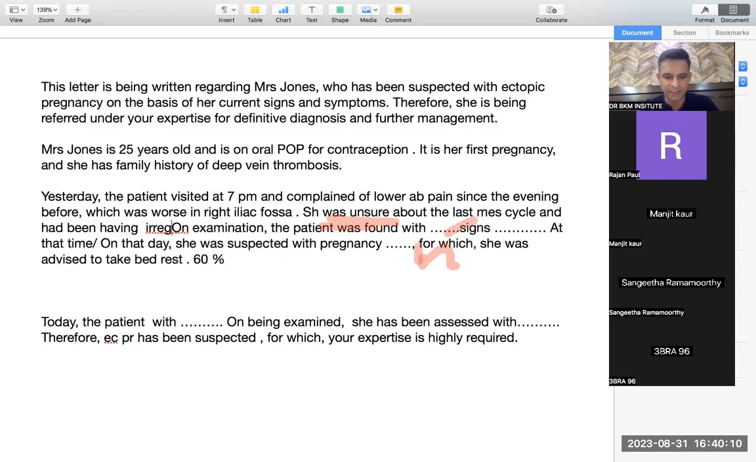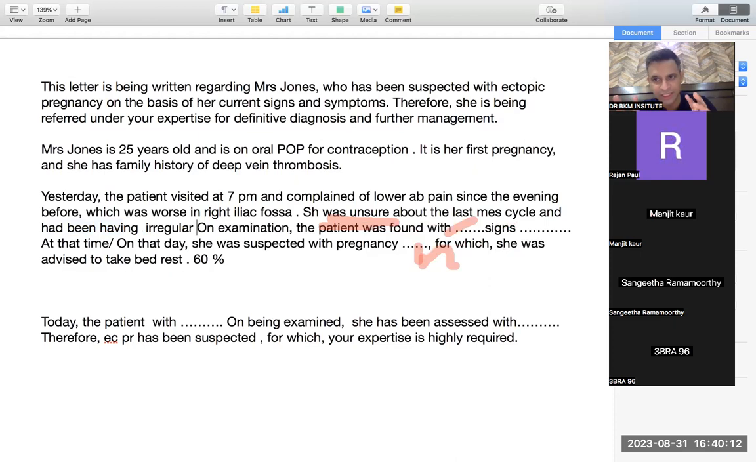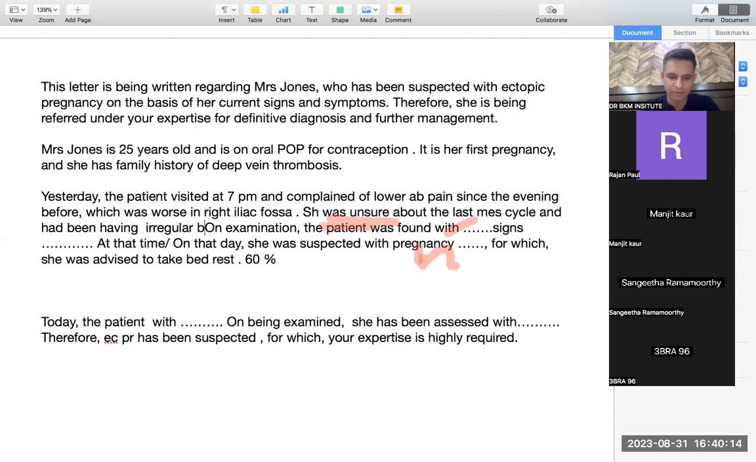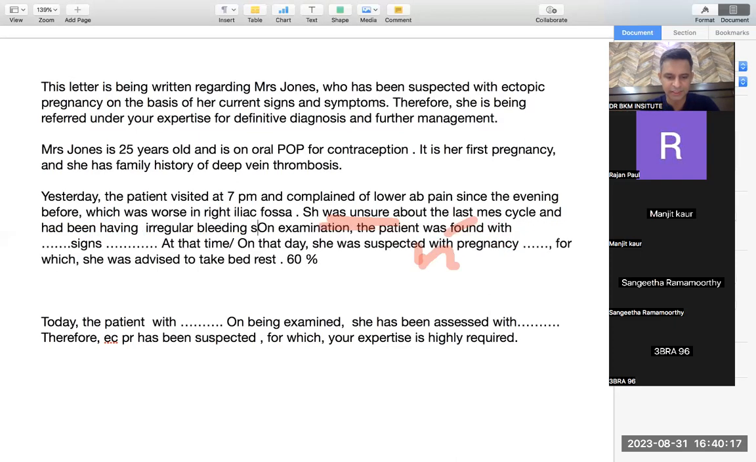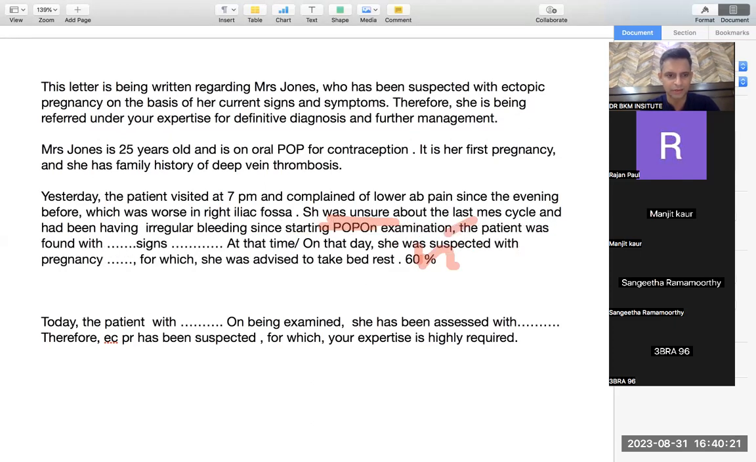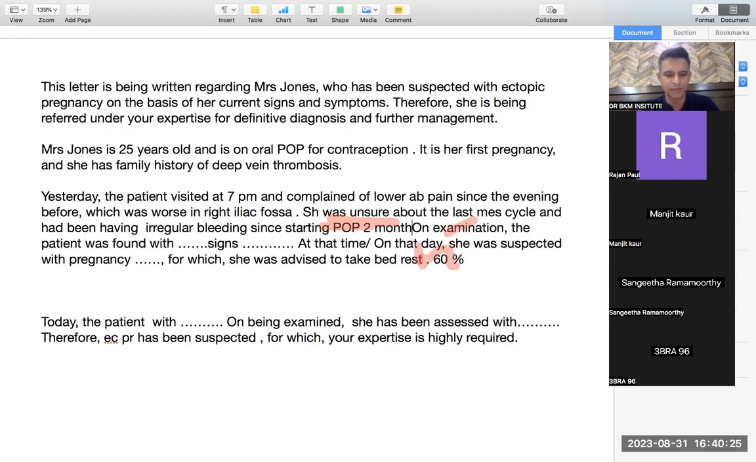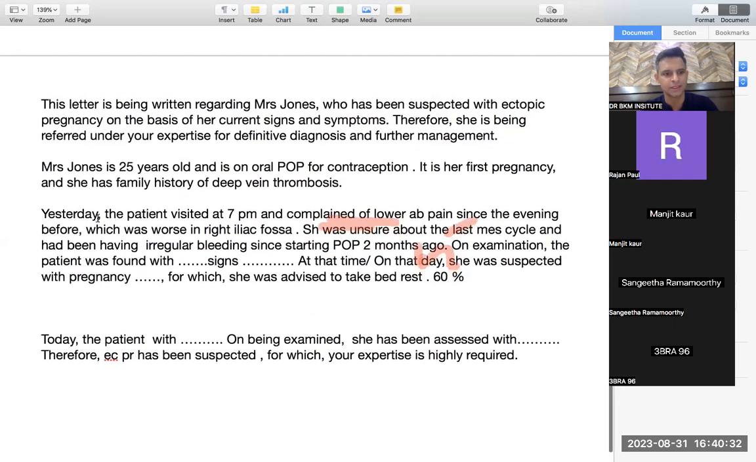Irregular bleeding, same words again. So the only thing I'm changing is grammar and connectors. Irregular bleeding since starting POP 2 months ago. How simple, nothing complex. So the only thing you are doing in OET is just patient visited, which was, and the right grammar, had been having since starting POP 2 months ago.